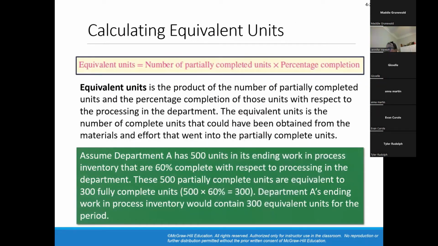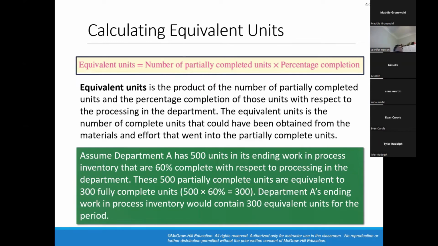So that's what equivalent units are, that's what you're doing. The equivalent units equals the number of partially completed units. So when it says that these are completed and moved out, you're not looking at that. The number of partially completed units times the percentage completion. So equivalent units is the product of the number of partially completed units and the percentage completion of those units with respect to the processing department. The equivalent units is the number of completed units that would have been obtained from the materials and efforts that went into the partially completed units.